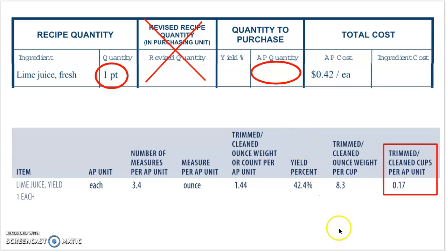The way we do it on limes is look at this thing here. It says trimmed clean cups per AP unit. This is an entry in the book of yields for lime juice, so we know we're talking about actual juice here. So cups of juice per AP unit, and the AP unit is each. That's cups of juice per lime. That's going to give us our conversion from pints to AP each.